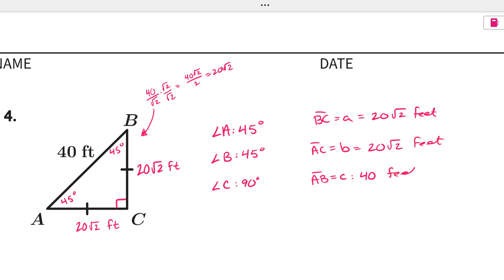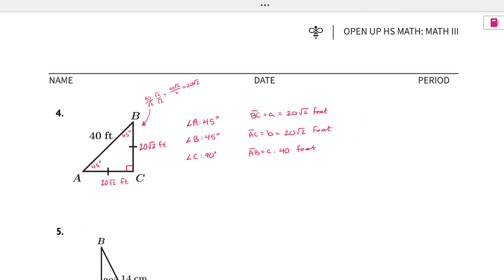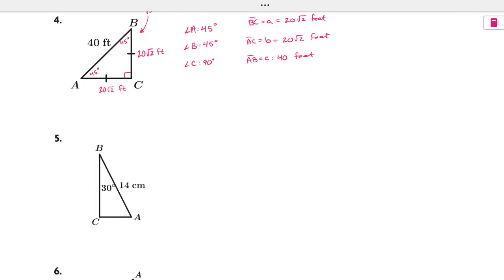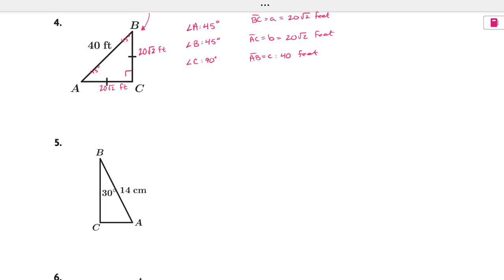And I'll put feet after our 40. Okay, question 5. So, question 5. This time we have a 30-degree angle up at B.